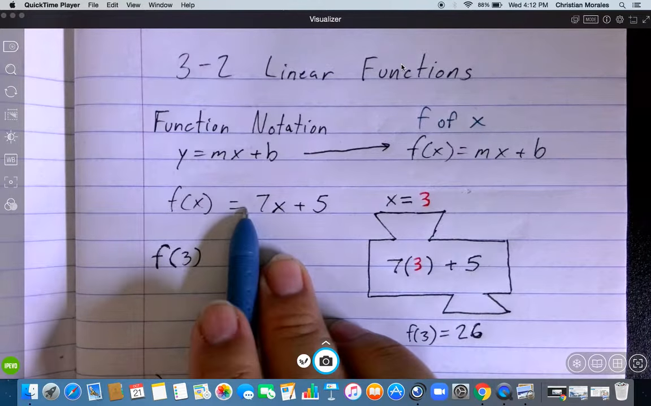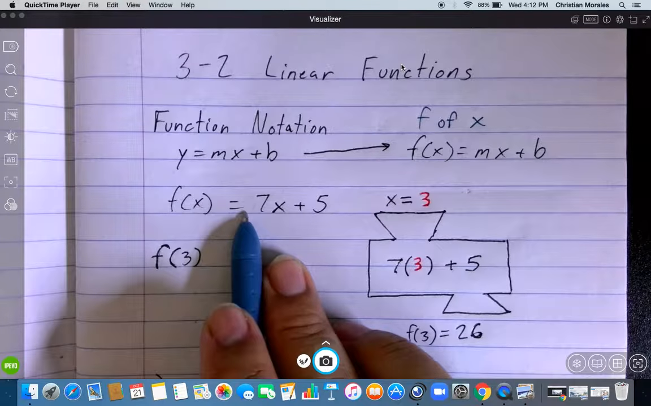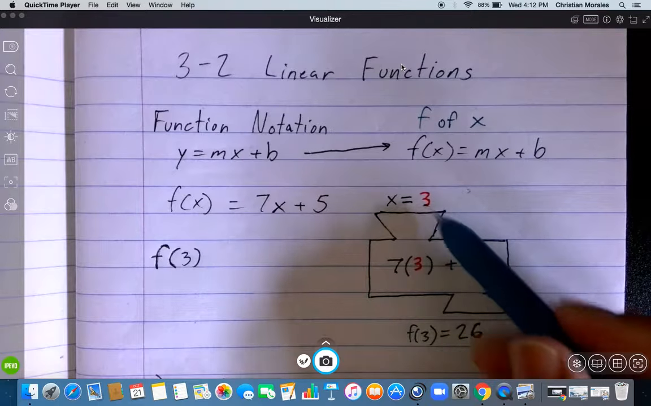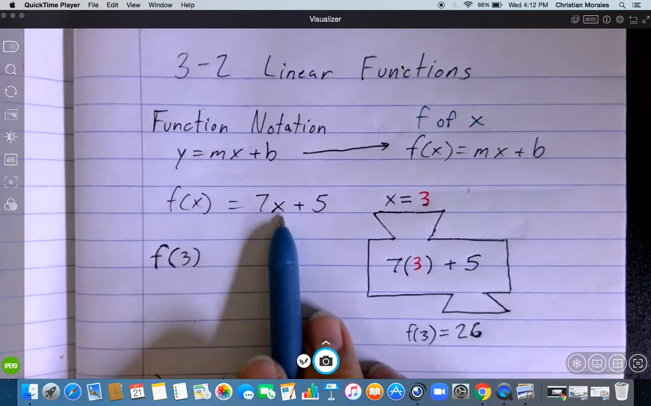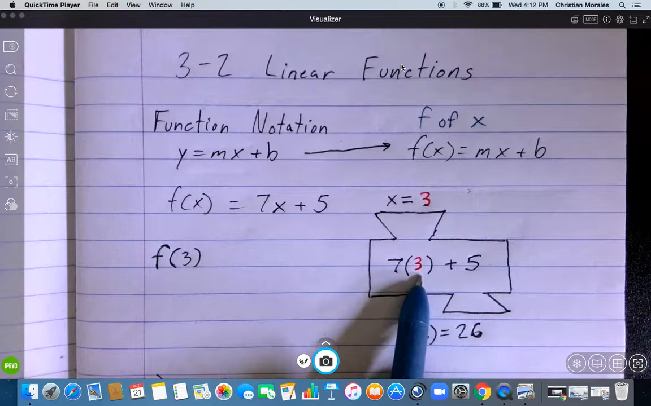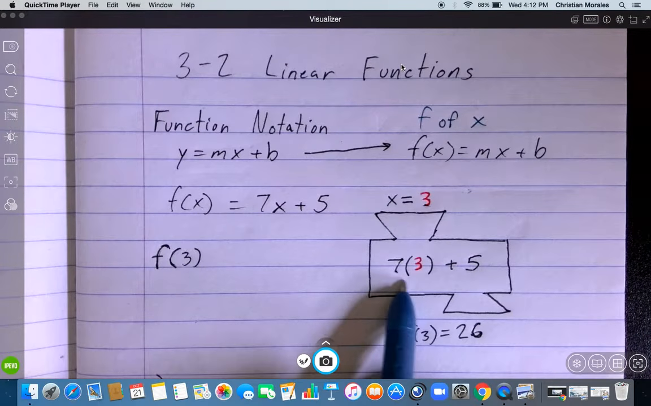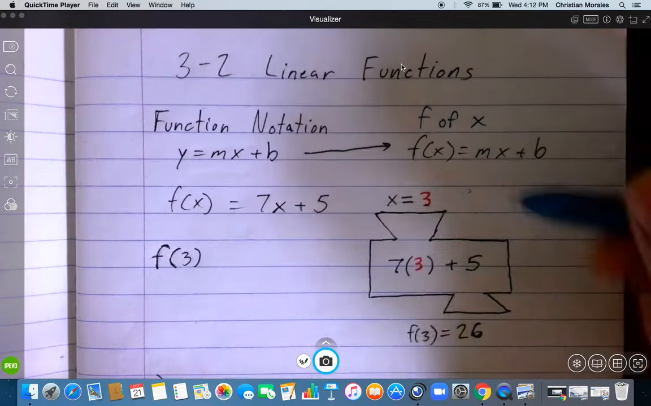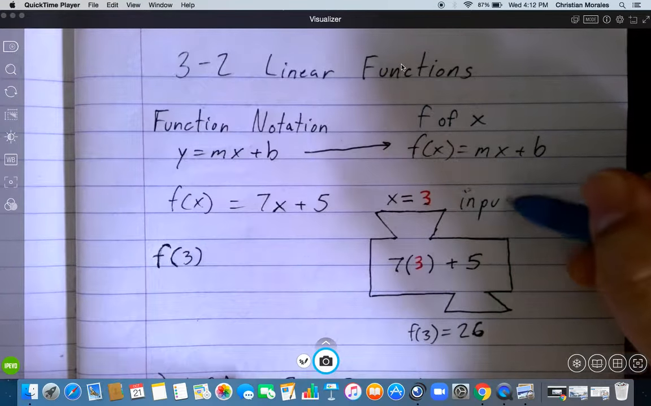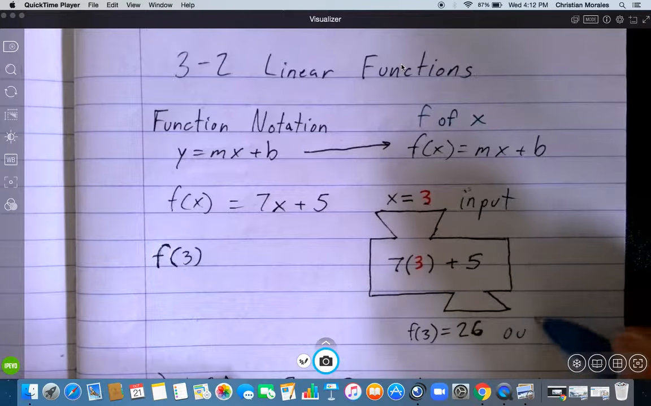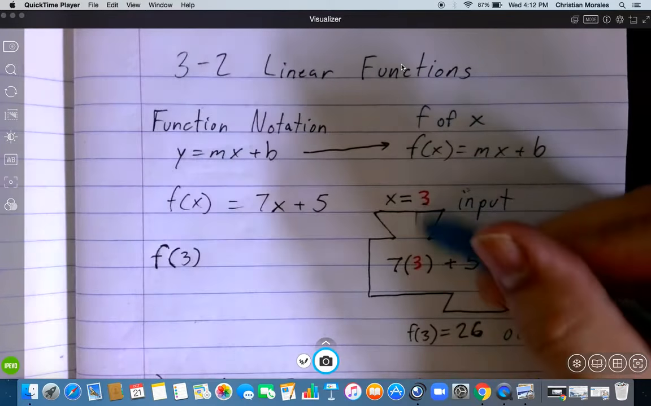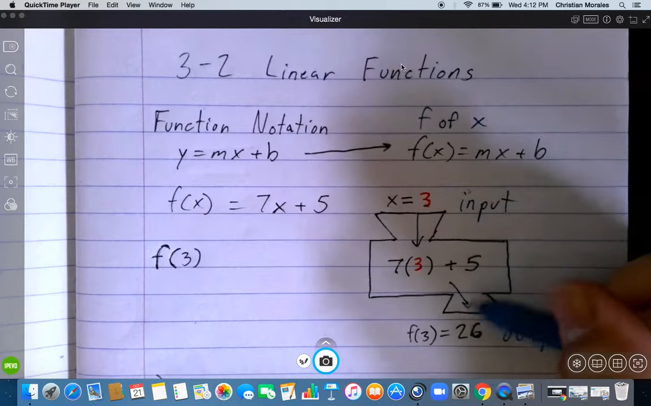How does it work? Very much the same way. It's almost not different at all. So let's say x is 3. Well, what do you do with the 3? You would take the x and replace it with the number 3. When you plug it in as the input, you multiply it by 7, add 5, and your output would be 26. So again, input is what you put into the function and output is what you get out of the function. So you put it in and it gives you 26 out.